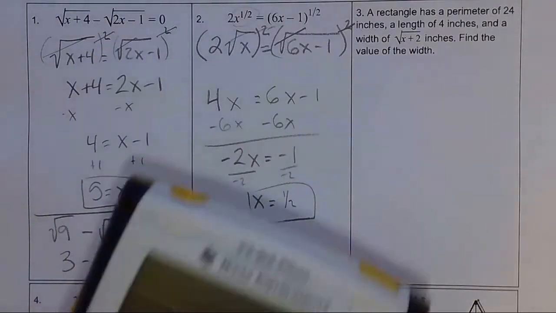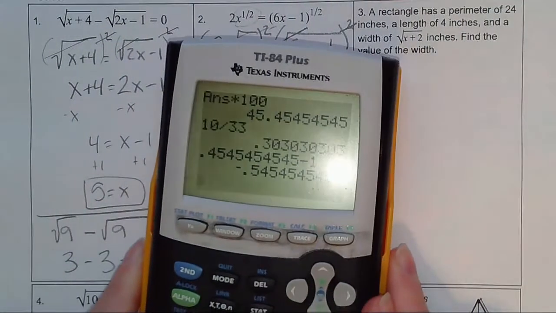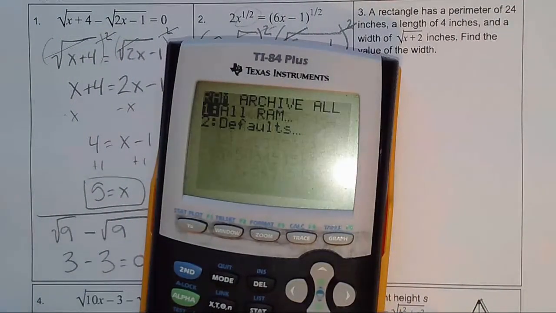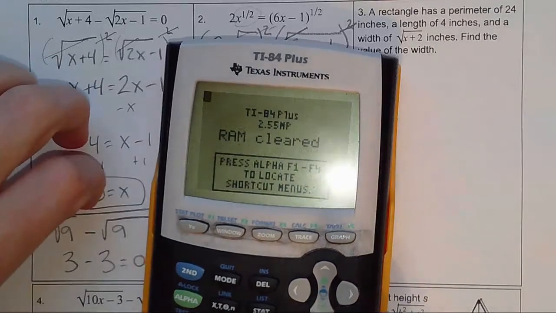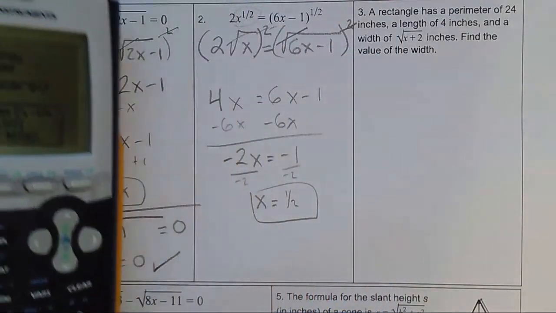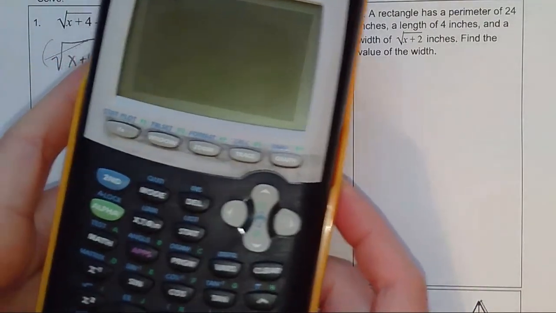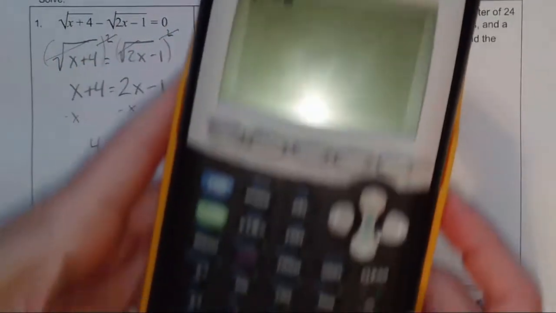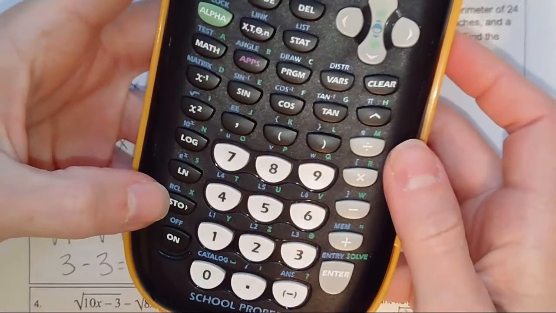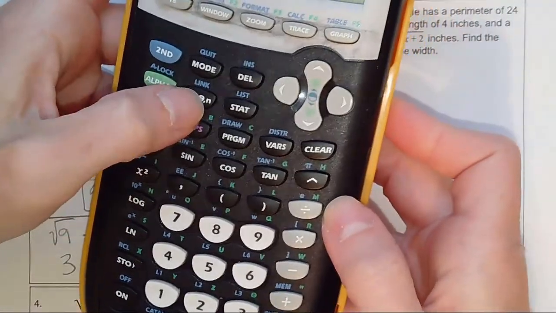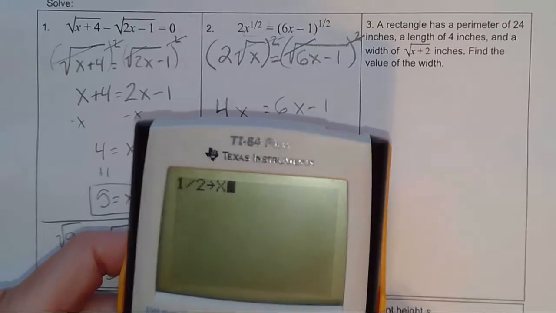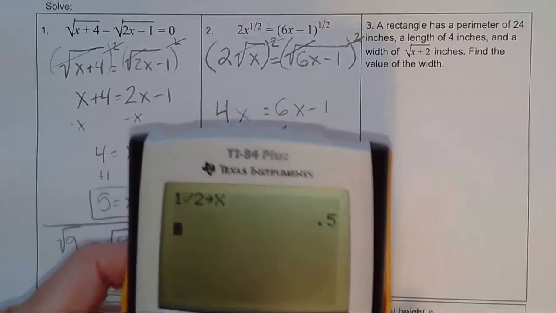It's the same steps on the actual calculator. So I'm going to clear my calculator using the emulator. I like to always store my number. So x is 1/2. So I'm going to type in 1/2, and then I'm going to type in the store key. So store and then x. If you store this as your x value, then you can just straight up type it in.